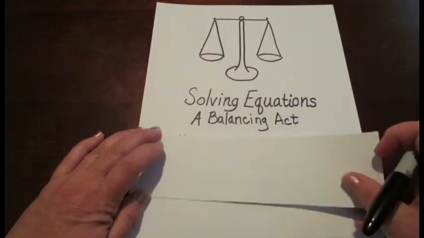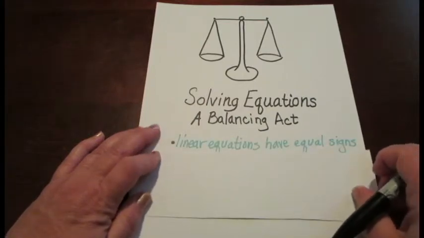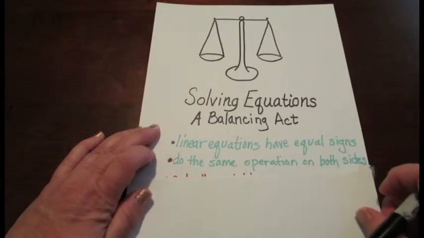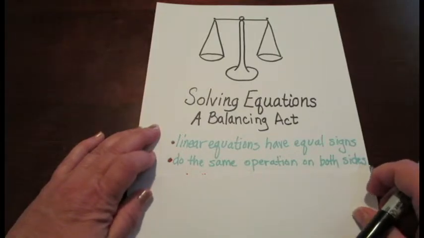A few things to remember, and I've already said this. Linear equations have equal signs. You do the same operation on both sides, so if we do addition on one side, we do the same addition problem on the other. Multiplication, division, subtraction, and so forth.